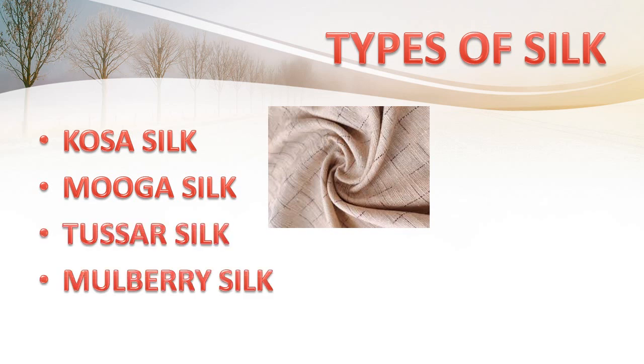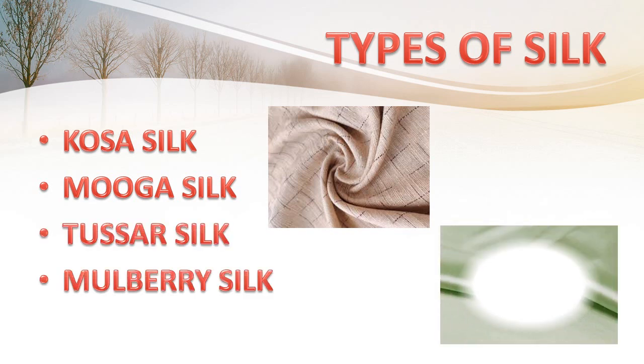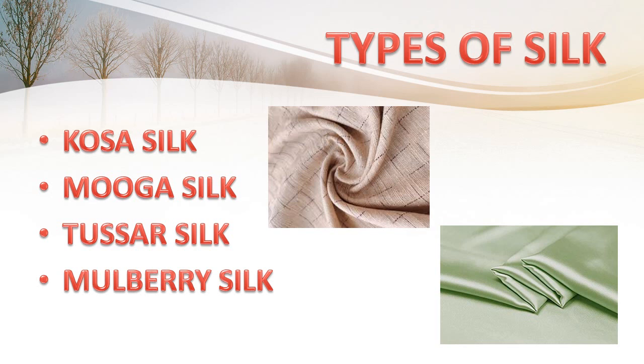There are various types of silks produced in the world. For example, Kosa silk, Muga silk, Tassar silk and Mulberry silk. These silks are spun by different cocoons of different moths. Mulberry silk is produced by the mulberry silk moth. Most of the silk which we get is from the mulberry silk moth. It is soft and lustrous, elastic, and it can be dyed into beautiful colors.